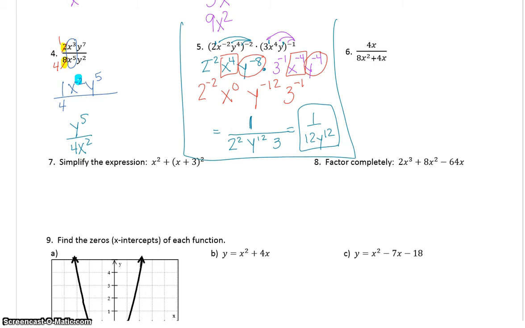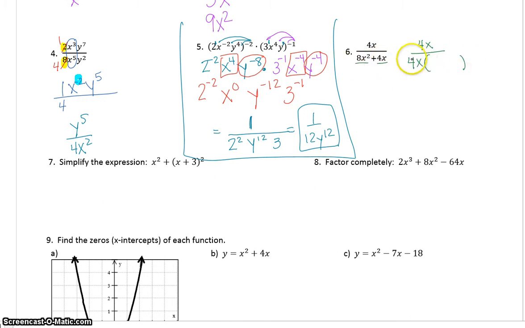Number 6. This one looks a little bit different, and we're not necessarily going to use exponent rules, but what we're going to use is factoring. So on the top, there's nothing I can do there, but on the bottom, something should jump out at you. We have an 8 and we have a 4, and if we want to pull out a greatest common factor, we can pull out a 4 here, but we can also pull out an x, because there are two x's here and one x here. So let's pull out an x.